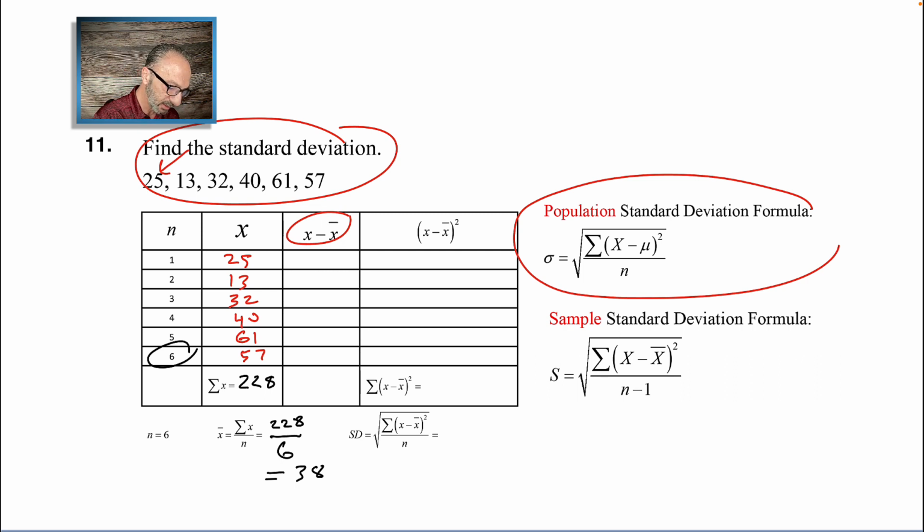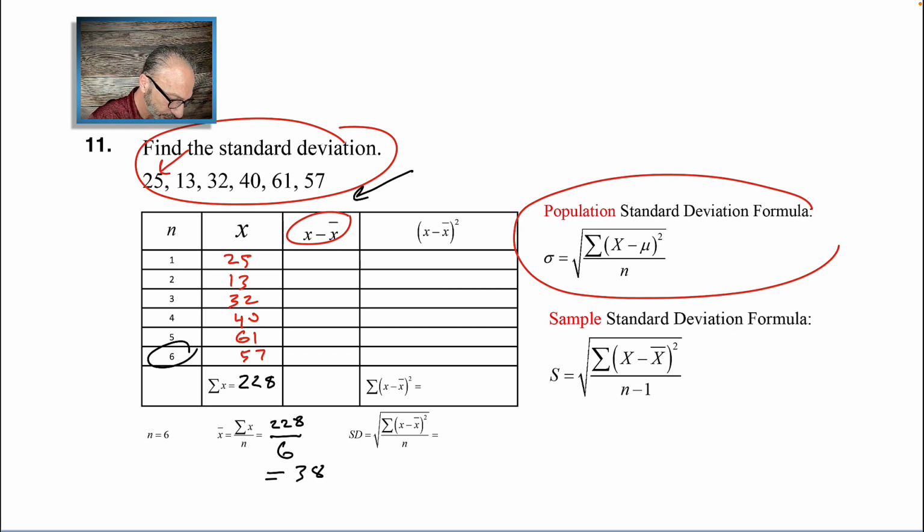Now, this right here, the second column, is finding the distances away from the mean. Of course, the mean is going to be somehow in the middle. So the numbers on the right will give you a positive distance. The numbers from the data on the left of the mean will give you negative differences or distance.